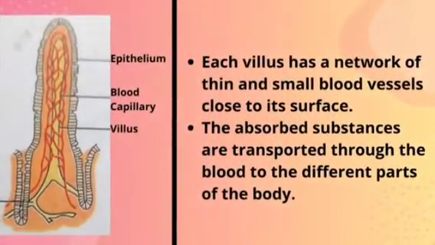Each villus has a network of thin small blood vessels close to its surface. Very close to its surface, it has very thin blood capillaries. And the absorbed substances are transported through the blood to the different parts of the body. So it is this blood which actually absorbs the digested food and takes it to the different parts of the body.